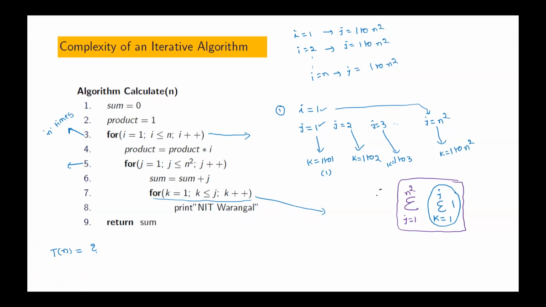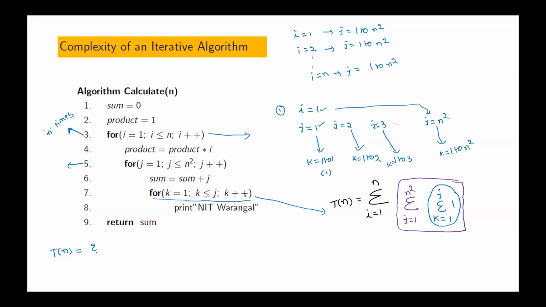Each value of i from 1 to n. Now this is T of n. Now we only need to simplify. Because it is straightforward, with only one value incrementation, we can nicely get a summation expression like this.